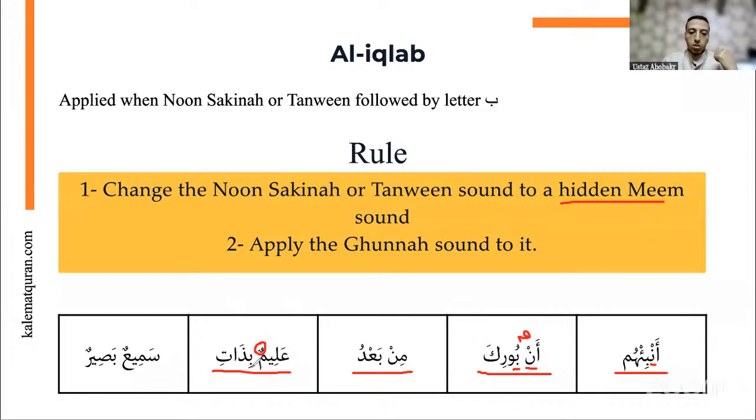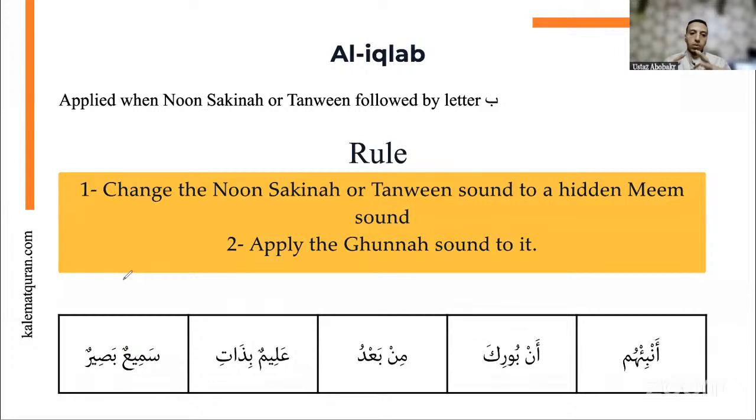This phrase will be عليم بذاتي. At the end here, a tanween in the word sami'un, and then the ba at the beginning. Because of this ba, we're going to apply a change to this tanween. We're going to turn its sound to a hidden meem and make ghunna. Sami'un basir. This is basically the rule of al-iqlab.